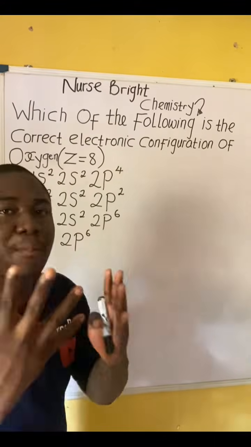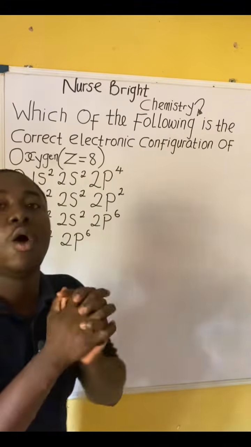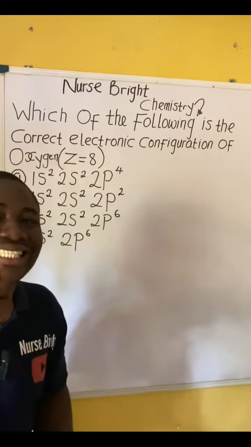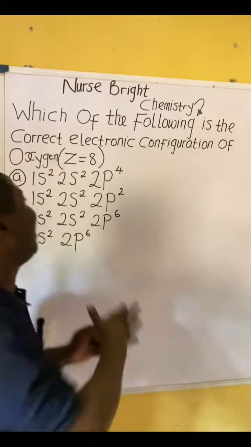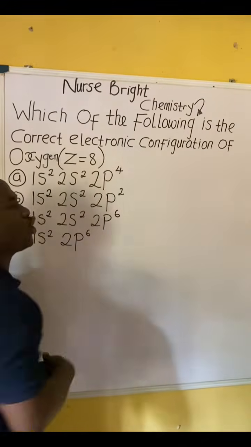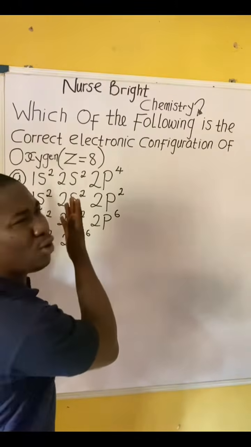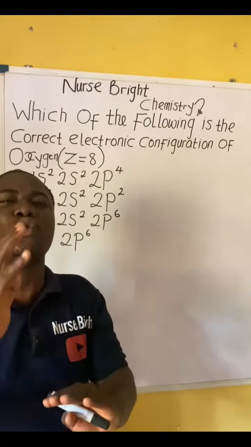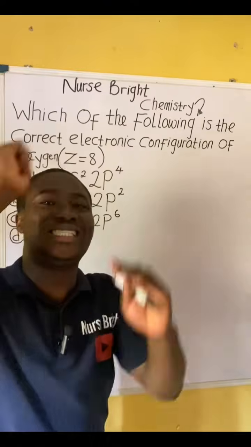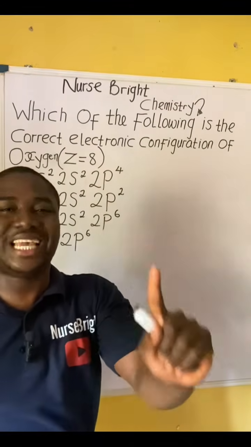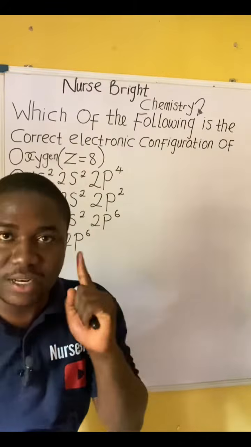Now, from interpretation of this question, what they are simply asking us to do is to write the correct electronic configuration of the element oxygen. And in the course of solving this question, I'm not going to solve for just oxygen. I'll teach you how to be able to write the correct electronic configuration of all elements in chemistry. So ensure you listen very well.